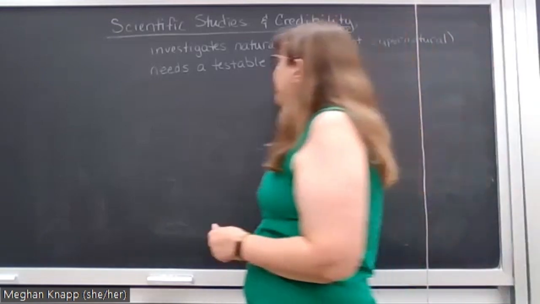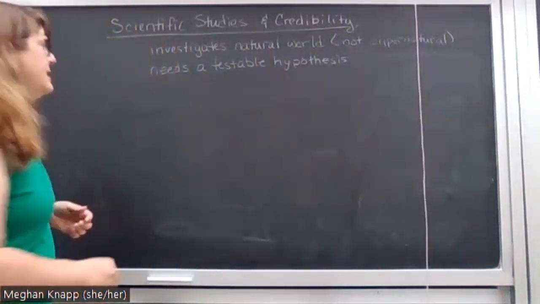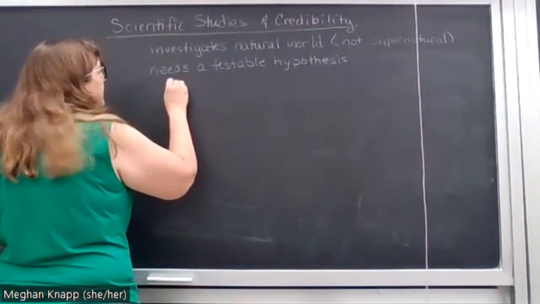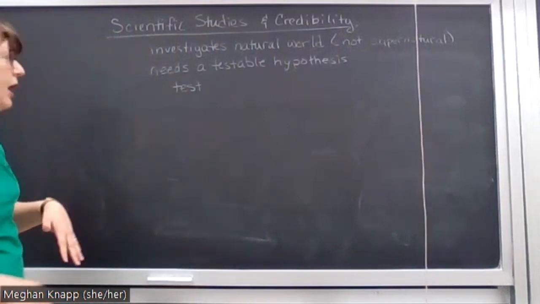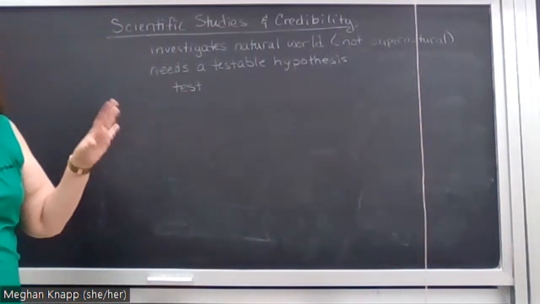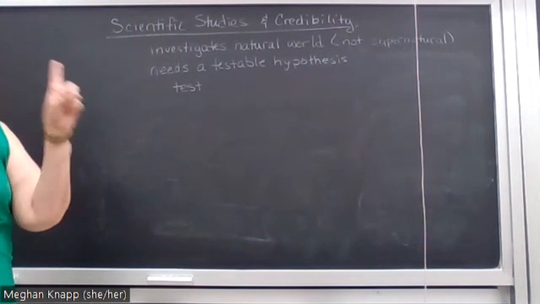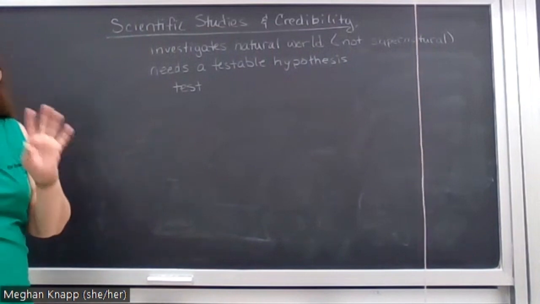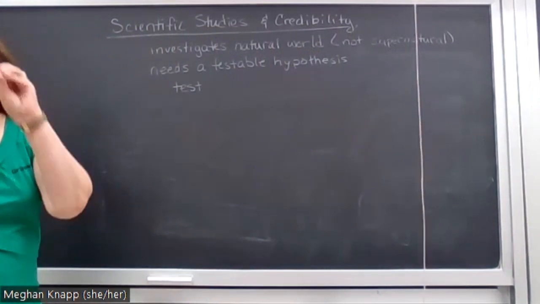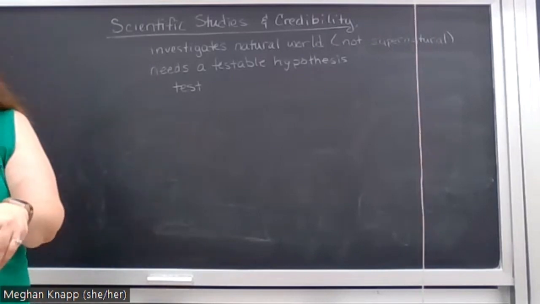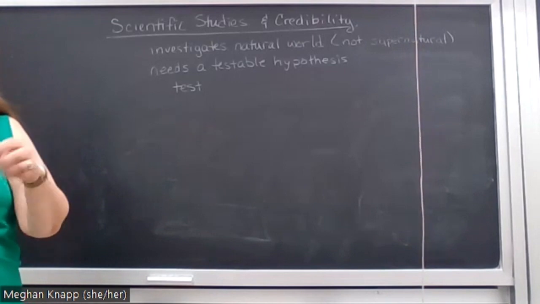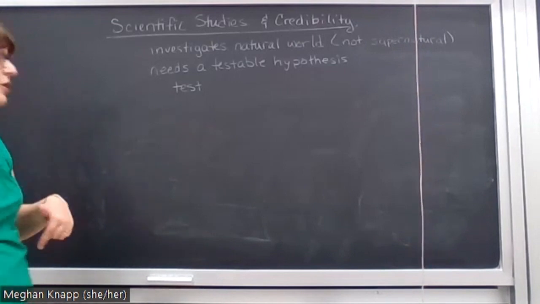All right, so we have to have a testable hypothesis. This means that, and this is kind of a convoluted thing, but the test needs to have possible outcomes. So I need to have a definitive possible outcome that I could say, if this happens, then I know my hypothesis is wrong, okay?